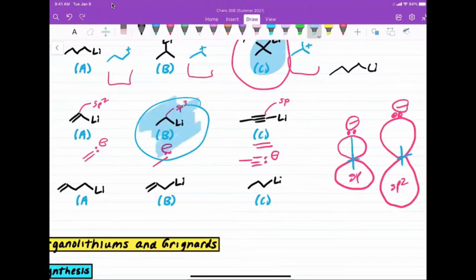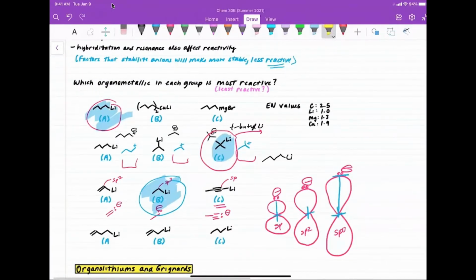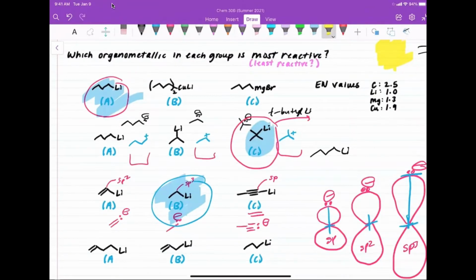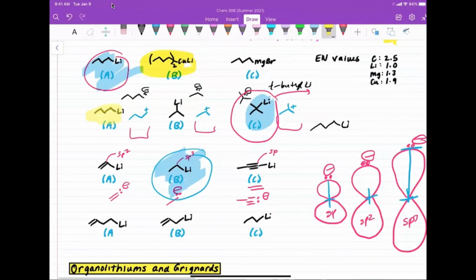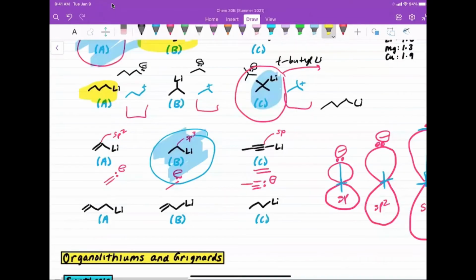Most reactive here. I'll also do least reactive. So you have this for your reference. The least reactive on the top is going to be this due to electronegativity difference. And the second one is going to be this because it's primary versus secondary versus tertiary. The least reactive in this one would be the one with the most S character. So least reactive, most S character; most reactive, least S character.